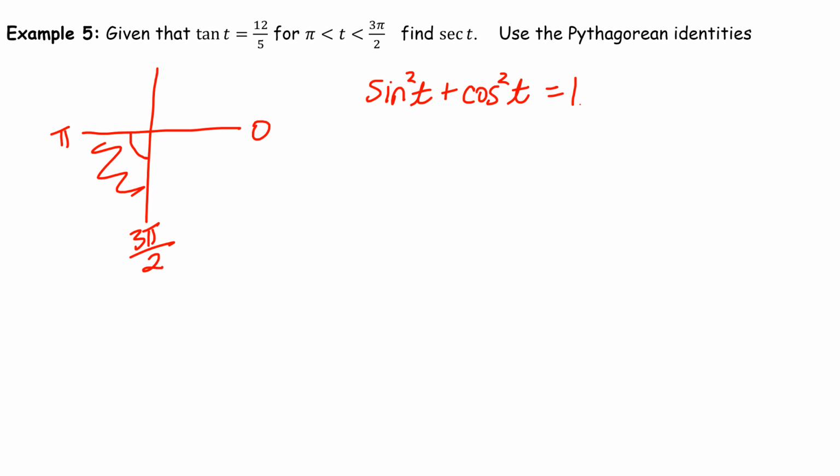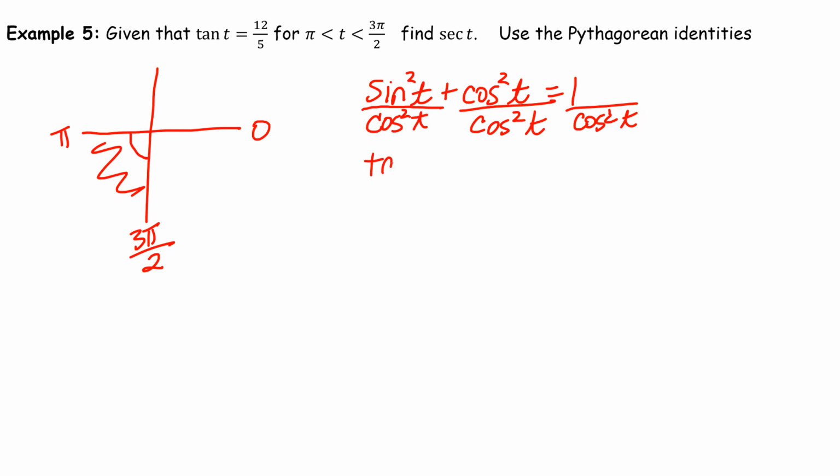I have tangent t, and I'm looking for secant t. So I want to get the Pythagorean identity that has tangent and secant in it, or tangent squared t and secant squared t in it. The way to get tangent squared is to divide sine squared by cosine squared. So I'm going to divide this whole thing by cosine squared t to get the identity I need.